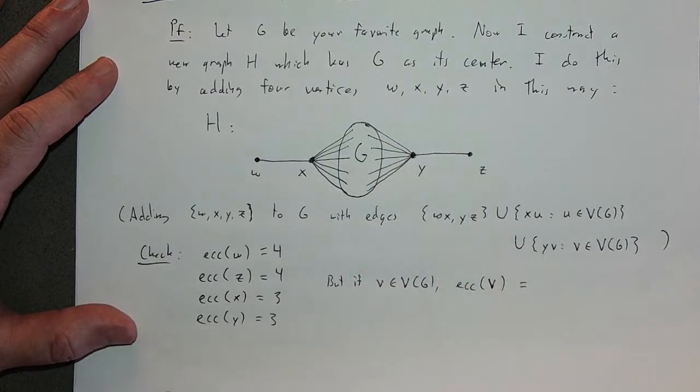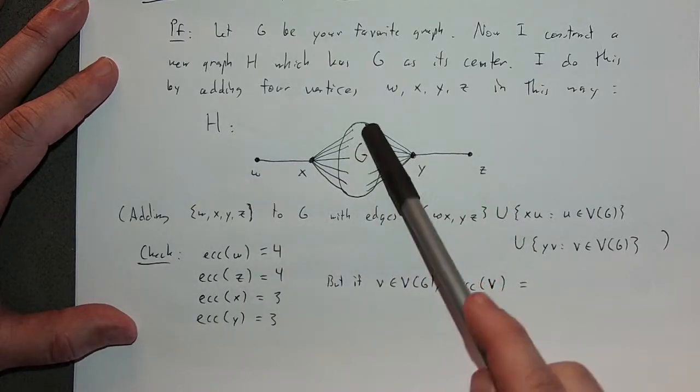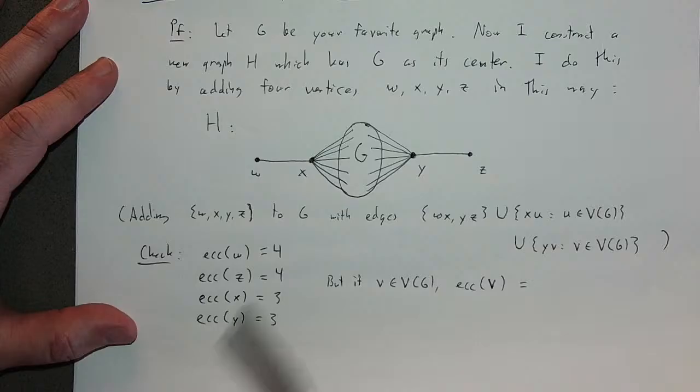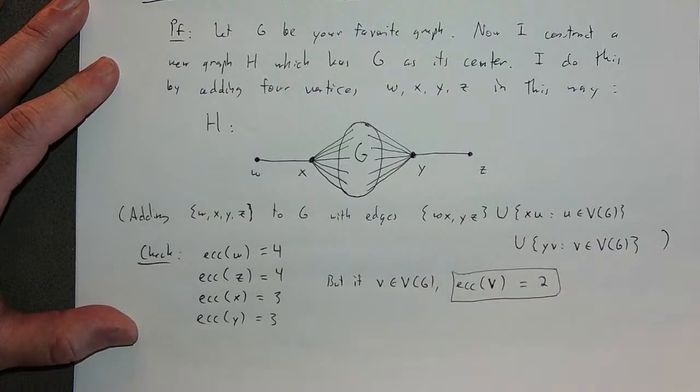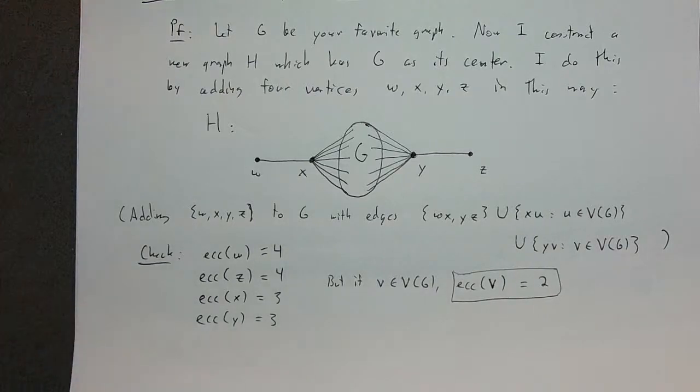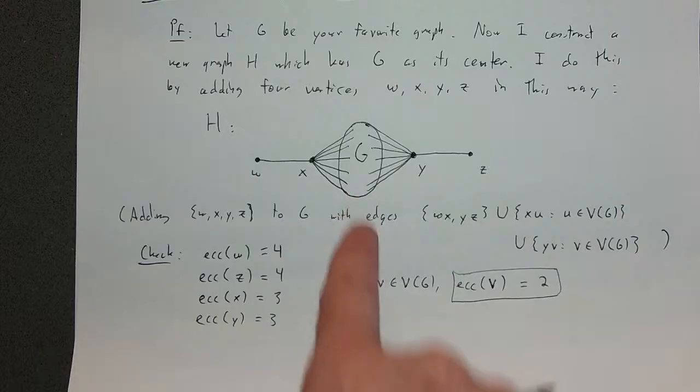What about going to Z? I go out to Y and then to Z. What about going to W? I go out to X and then to W. X and Y are both adjacent to every vertex in G. What's the largest possible distance? 2. Which is the smallest eccentricity on this list. Any vertex in G has eccentricity 2, according to this. That's the smallest eccentricity on this list.